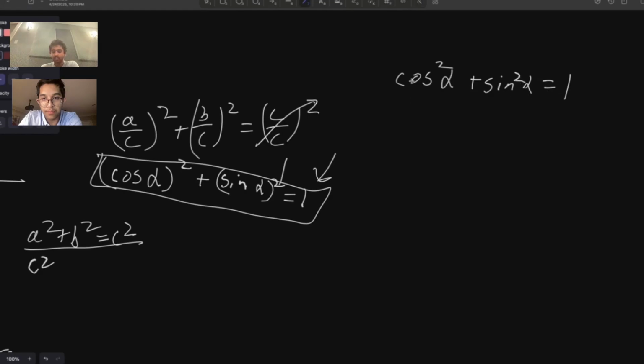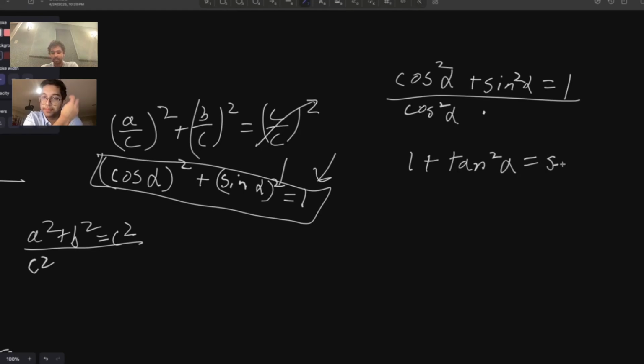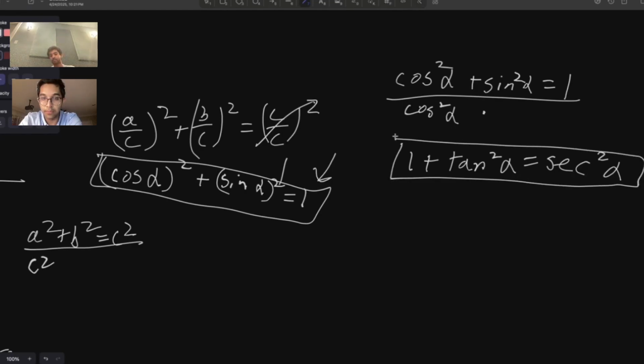So let's just say we divide it all by cosine squared alpha. So cosine squared alpha over cosine squared alpha is 1. Now what's sine squared alpha over cosine squared alpha? Tan squared alpha. Yes, tan squared alpha. And now what's 1 over cosine squared alpha? Secant squared alpha. Yes, secant squared alpha. So that's our second identity: 1 plus tangent squared alpha is equal to secant squared alpha.